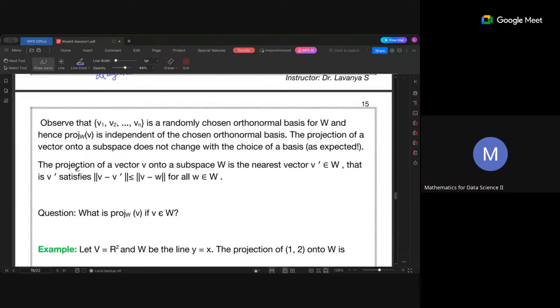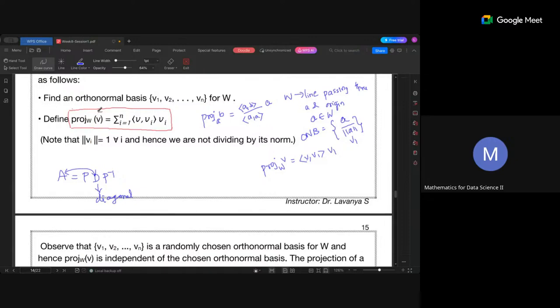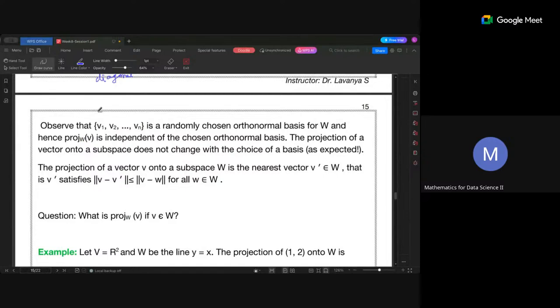Observe that v1, v2, ..., vn is a randomly chosen orthonormal basis for W, and hence the projection of v onto W is independent of the chosen orthonormal basis. The projection of a vector onto a subspace does not change with the choice of basis, right? Obviously, for the same space, how many bases can you have? Infinite. Whatever basis you choose and put in this formula, it should not change the projection. The shortest distance cannot change. Always remember, the projection of a vector onto a subspace W is the nearest vector: the distance between these two points has the shortest length compared to the distance to any other vector in that space. This is another important property.